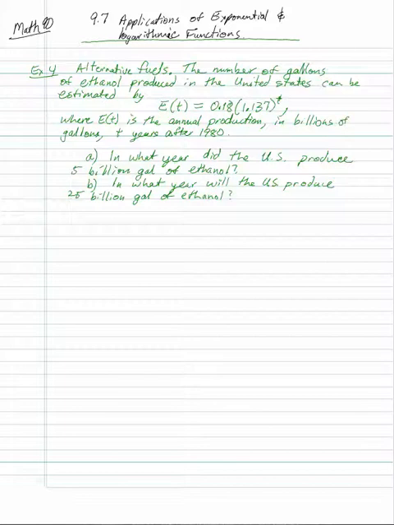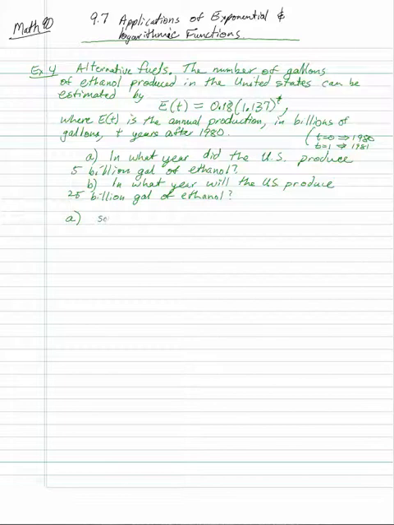So t equals 0. T equals 0 is 1980. So t equals 1 is 1981. T equals 10 would be 1990. So on. Okay? So let's see. A, what year did the U.S. produce 5 billion? So let me translate this.